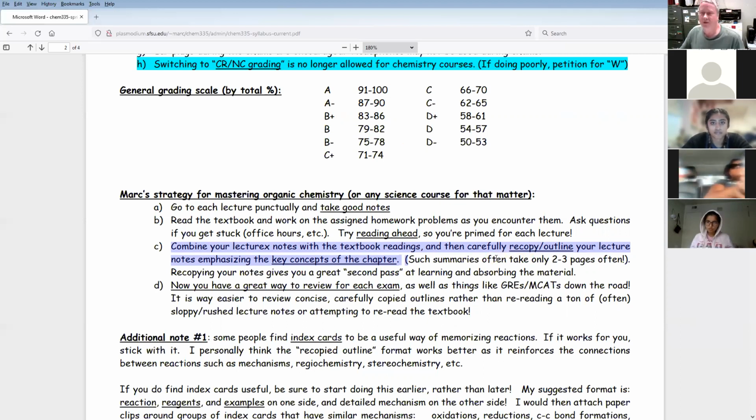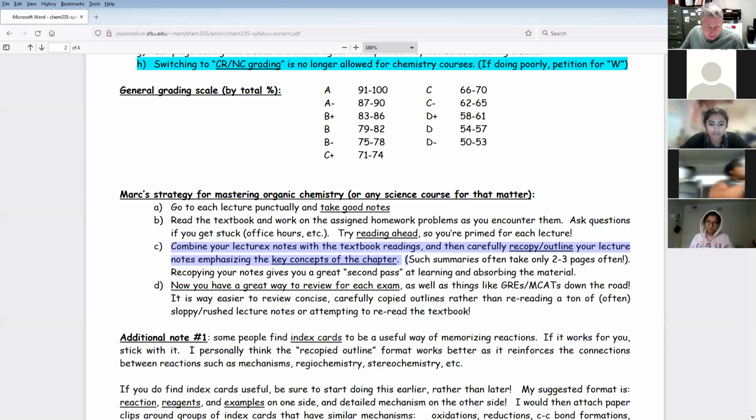Because if you do that after a class, maybe in the evening, you actually will learn the material better because you're copying it and looking at it again, and then it gets absorbed into your brain. Any hard class you take, recopying your notes is an amazing thing.